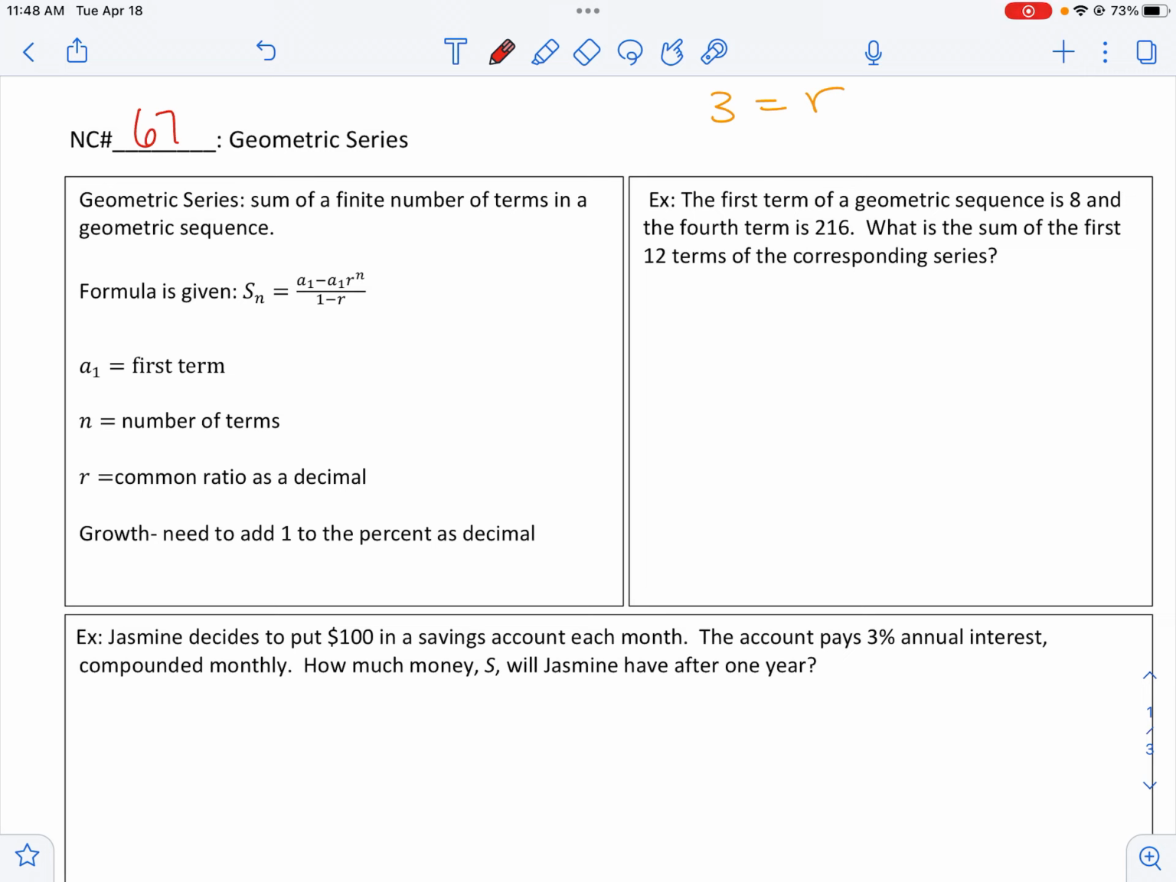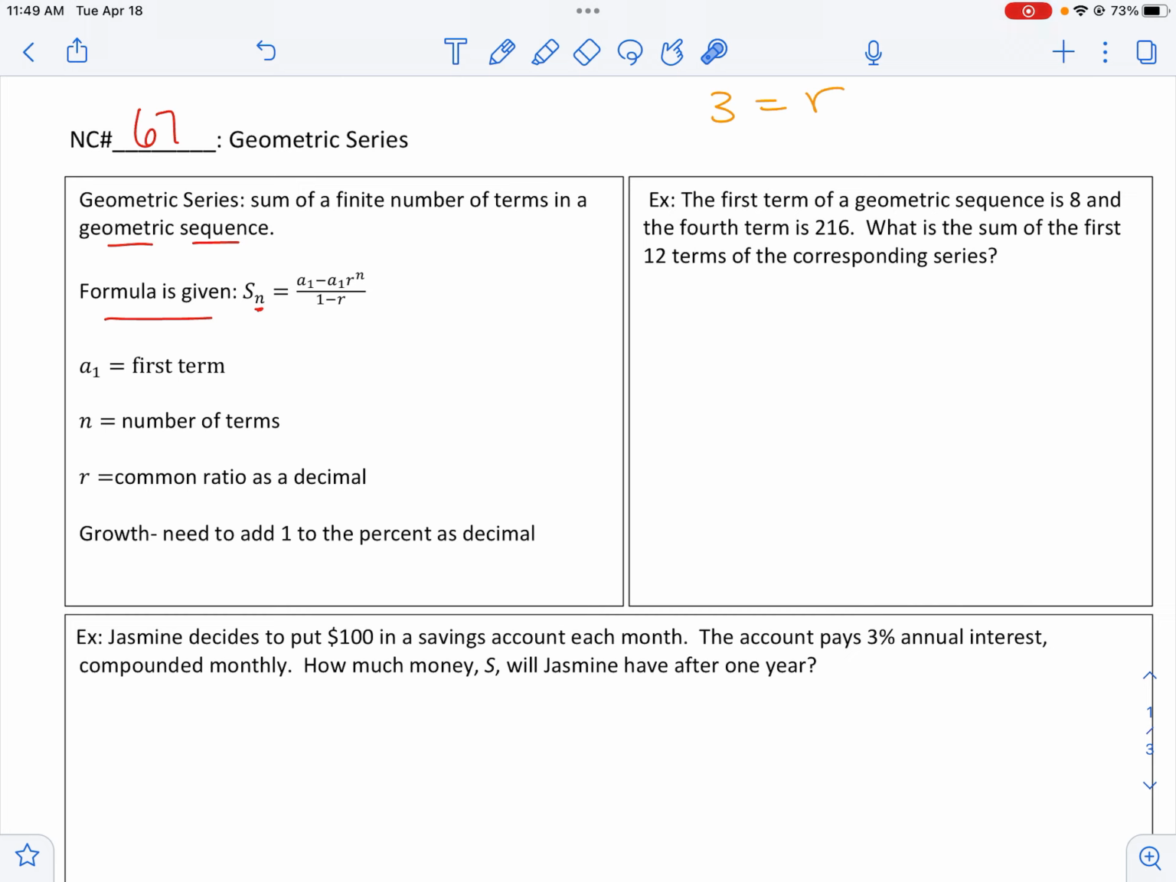So the geometric series is the sum of a finite number of terms in a geometric sequence. In this course, we only do the geometric series, even though there is a formula for an arithmetic sequence as well, but we're only looking at this formula, and this is the one that's going to be given to you on the sheet. The sum of n terms in a geometric sequence is the first term minus the first term times the ratio to the n power, the number of terms in the sequence, over 1 minus r, that common ratio again.